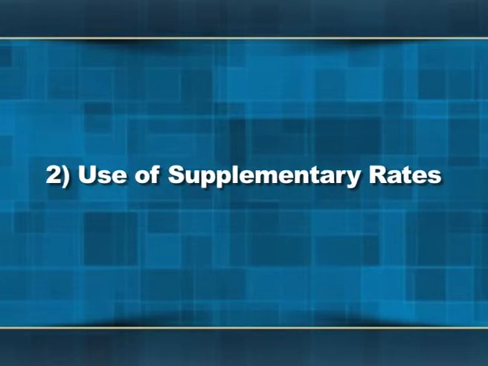Point number 2, use of supplementary rates. Supplementary rates are used when it is found that the actual and absorbed overheads cannot coincide. This may happen because of wrong estimation of overheads or wrong selection of base or changed circumstances. Under such circumstances, supplementary overhead rate is calculated by dividing the amount of over-absorption or under-absorption by the actual base. In case of under-absorption of overheads, the rate is termed as positive, whereas in case of over-absorption of overheads, the rate is termed as negative.